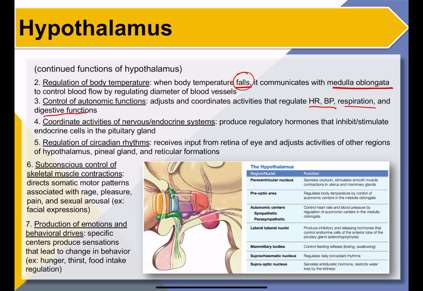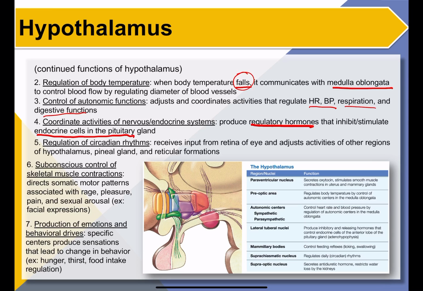And the hypothalamus also serves as a main middle guy that coordinates between the two organ systems of communication, which is your nervous and endocrine system. They do this by producing what are called regulatory hormones that inhibit or stimulate endocrine cells in the pituitary gland. That pituitary gland will then produce other hormones that control other endocrine organs further downstream in the body, like the pancreas, adrenal gland, etc.